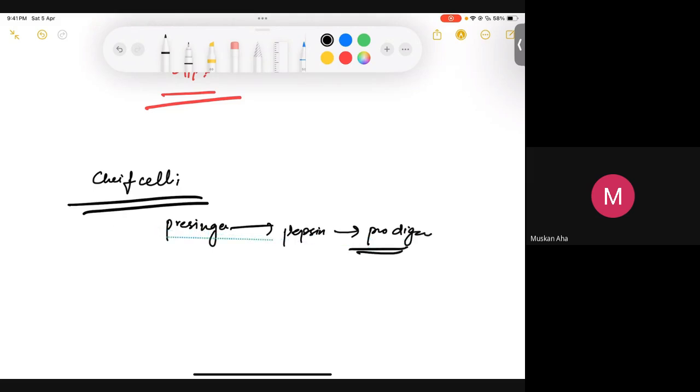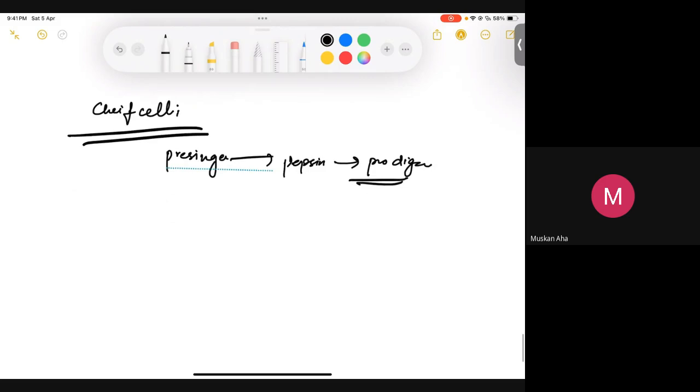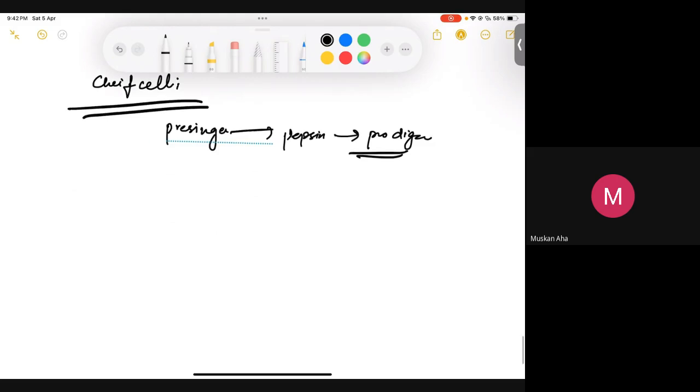And what about mucosal cells? As we know, mucosa is protective to your stomach in two ways. First of all, it is a physical barrier. Secondly, it releases bicarbonate, which neutralizes the acid. It won't allow the HCl to digest your own stomach. The mucus itself is basic in nature.